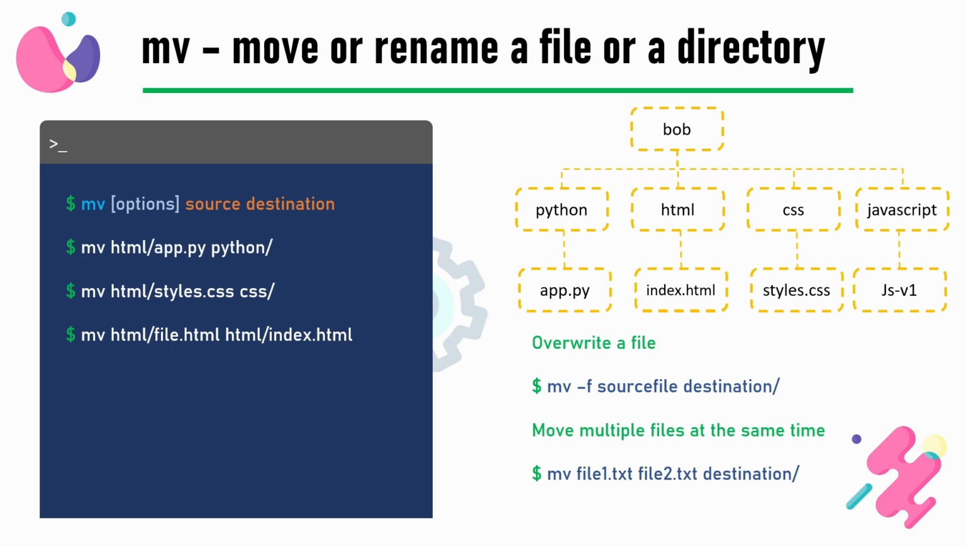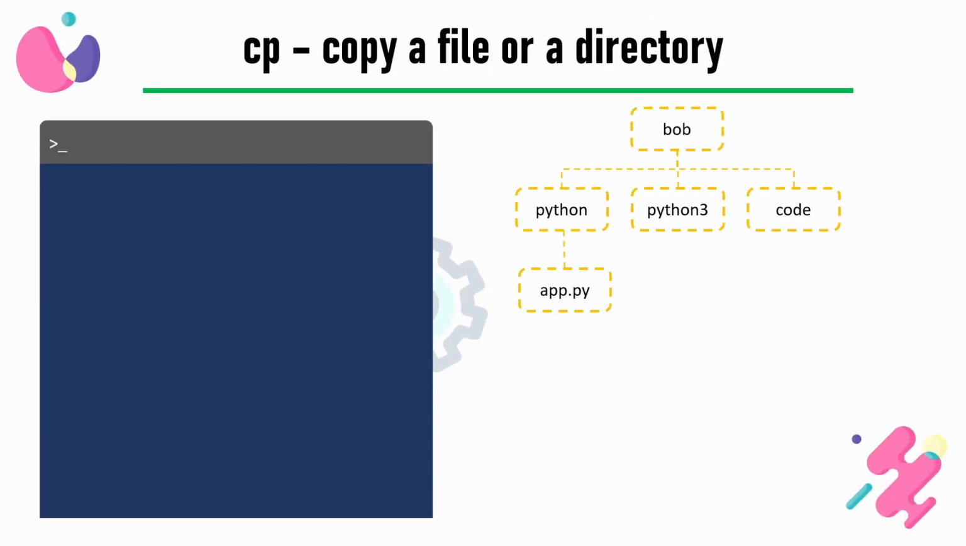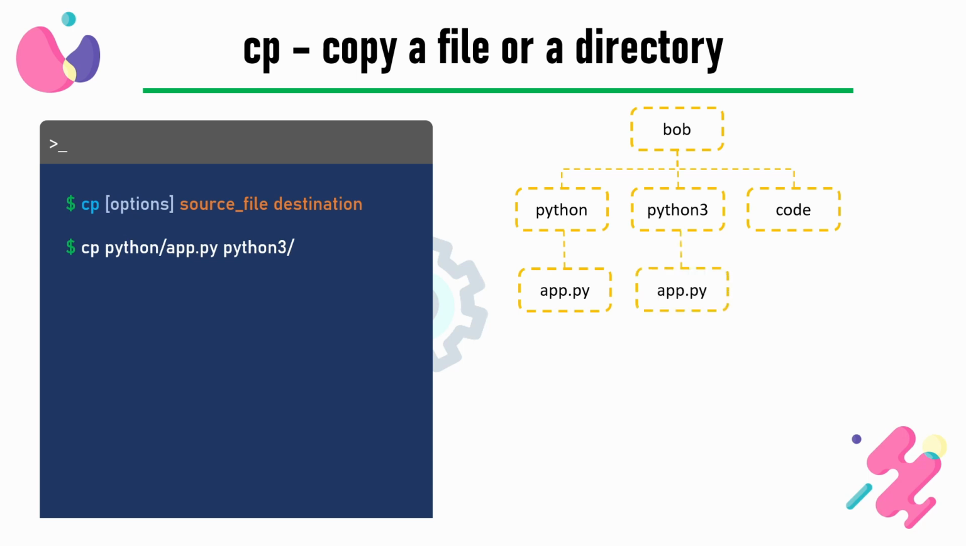We will see now how to copy a file or a directory. To copy a file or a directory from one location to another, we can use the cp command, which stands for copy. For example, to copy the app.py file to the Python3 directory, here we have to run the cp command followed by python/app.py, which is the path to the file, followed by Python3, which is the destination.